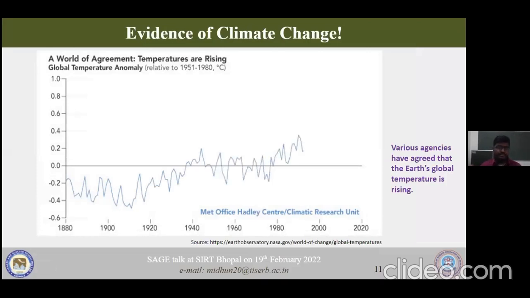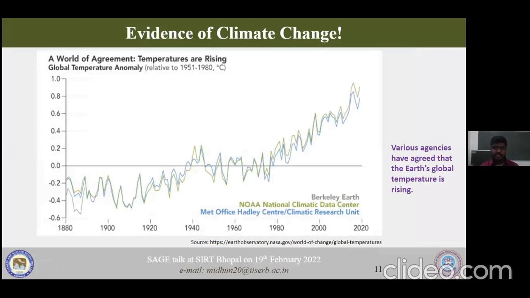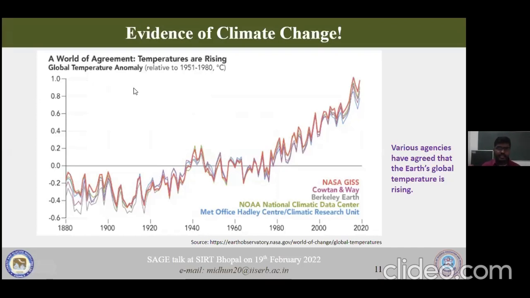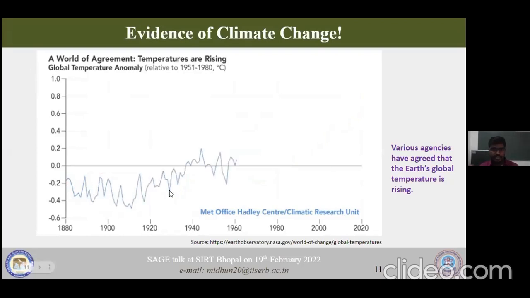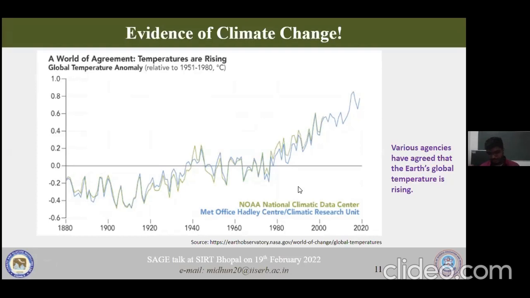This is a time series from 1880 to 2020 of the temperature anomaly. This is the difference from a mean relative to 1951 to 1980. We can see that the temperature has increased by at least 1 degree Celsius by 2020. These data sets are collected from various agencies and they all agree.